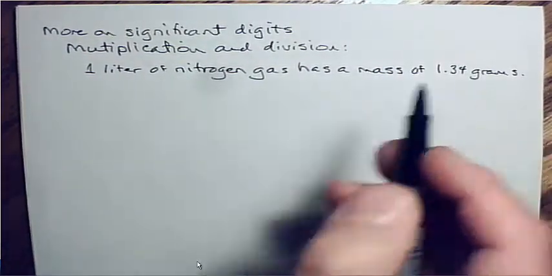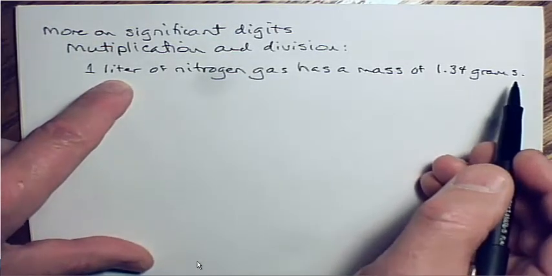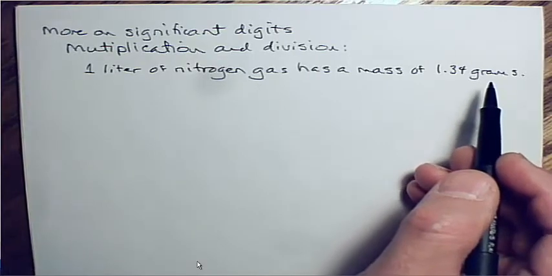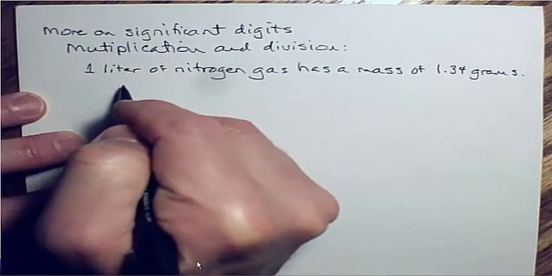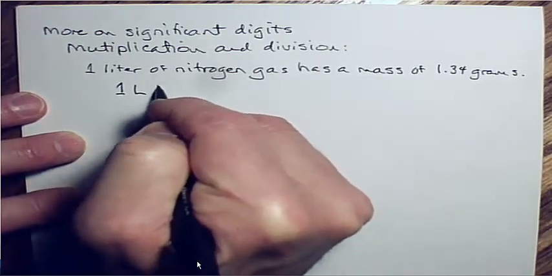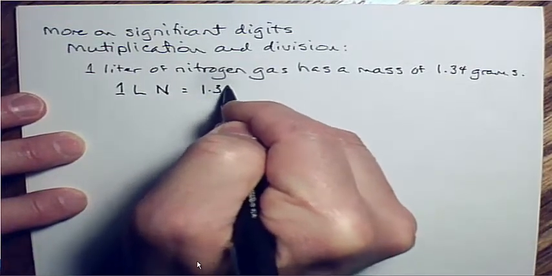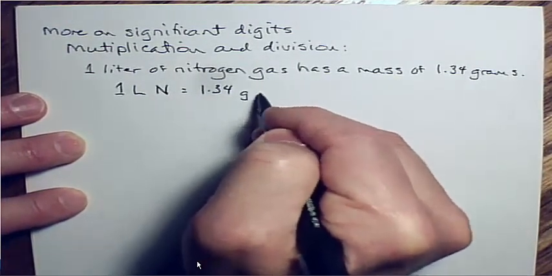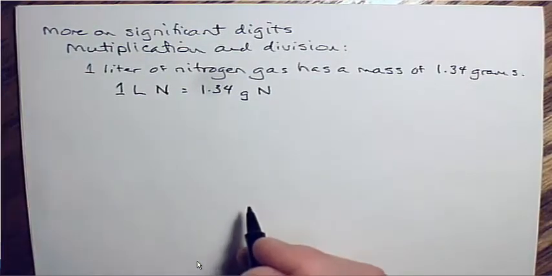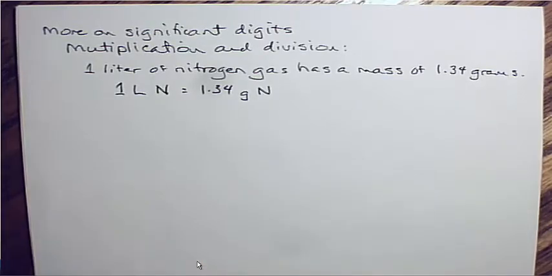So what this means then is that a liter of nitrogen gas is equal to 1.34 grams of nitrogen gas, as long as we're at that right temperature and pressure. And so what we can do is write an equality statement that results from that concept. 1 liter of nitrogen, N is the symbol for nitrogen, equals 1.34 grams of nitrogen. Okay? And to solve these kinds of problems in this class, I expect you to always write an equality statement. If the problem implies an equality statement, I want you to write it out.